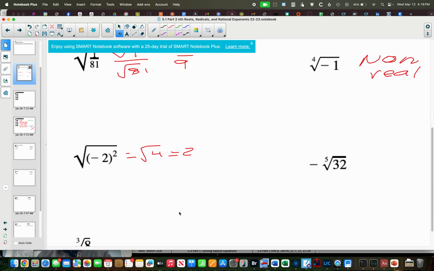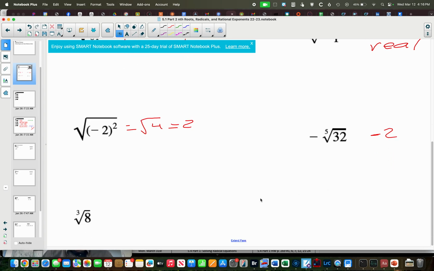The negative is out in front, so the answer is negative. What number to the 5th power is 32? I believe it's 2. So the answer is -2. We have one at the bottom here. The cube root of 8 is also 2. 2 times 2 times 2 is 8.